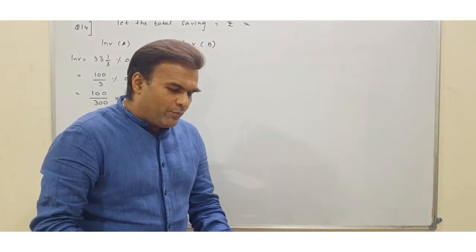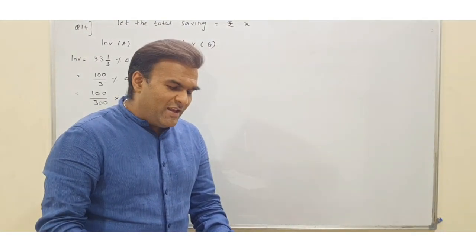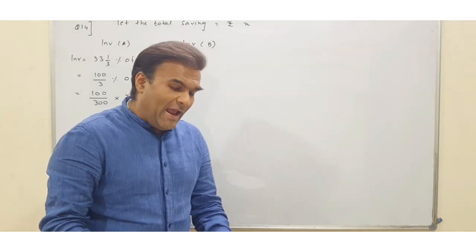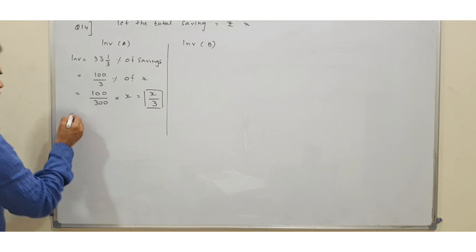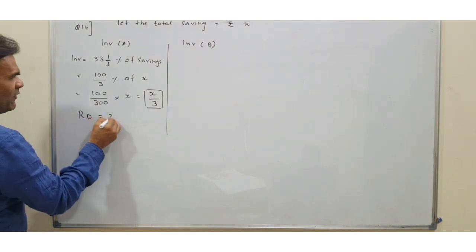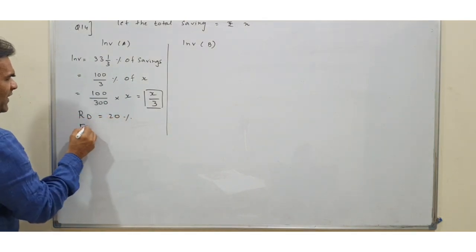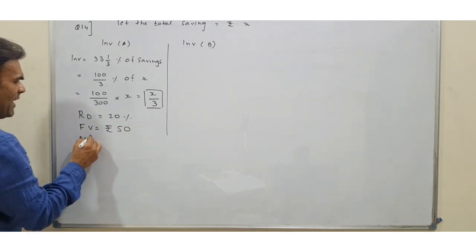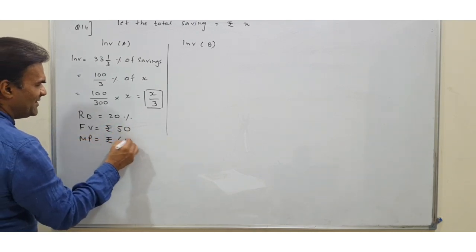So they have mentioned 33 1/3% of his savings in 20% rupees 50 shares quoted at 60 rupees. So rate of dividend 20%. What about the face value? So it is given as rupees 50. What about the market price? Sir, it is rupees 60.